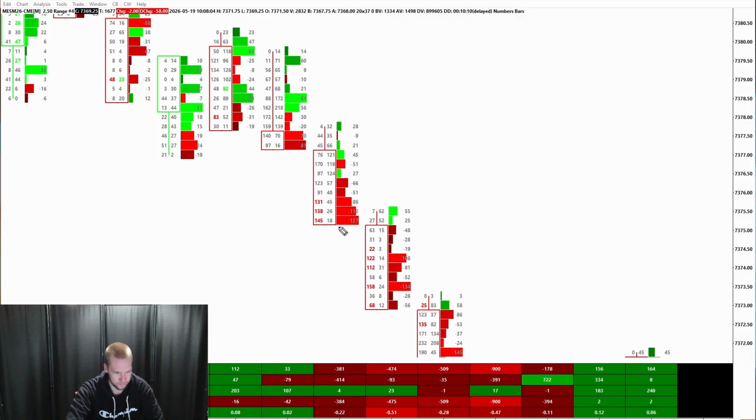This comes back to what the footprint really is, and what it really shows us is the intent. So why are these imbalance numbers so important, and why do we actually even look at them? As I said before, the footprint shows us the aggressive market participants.